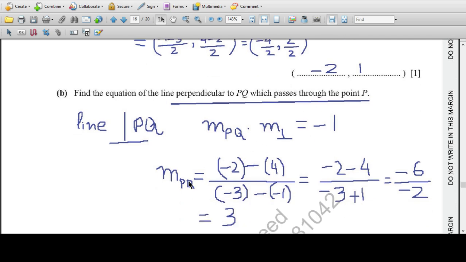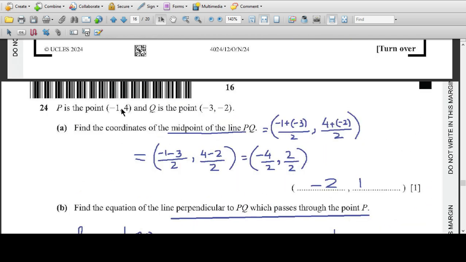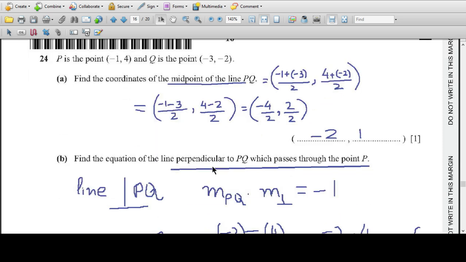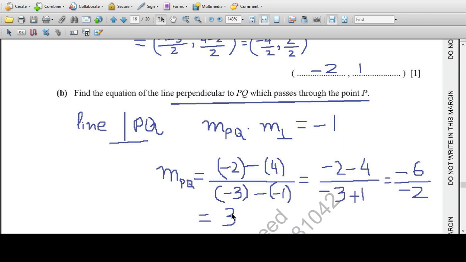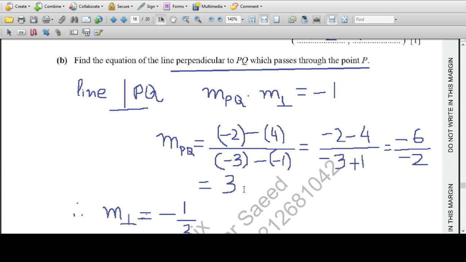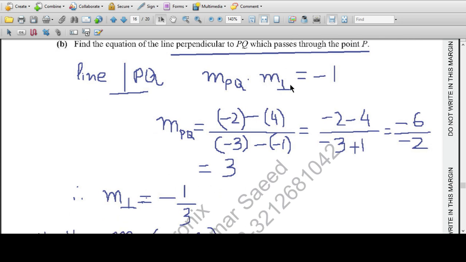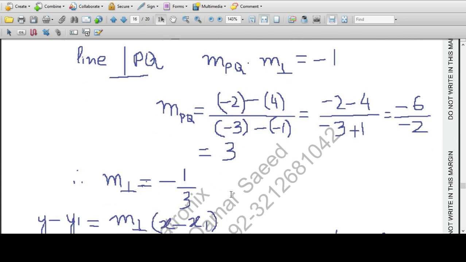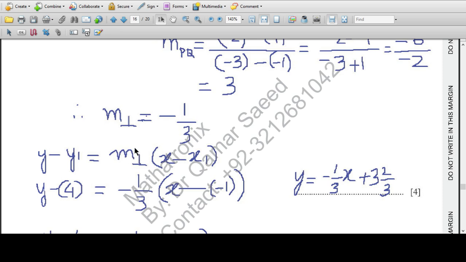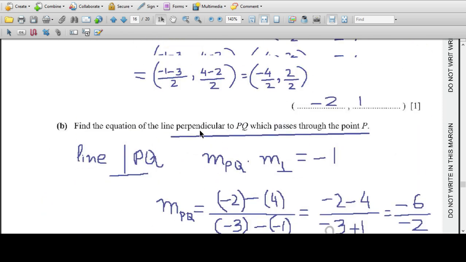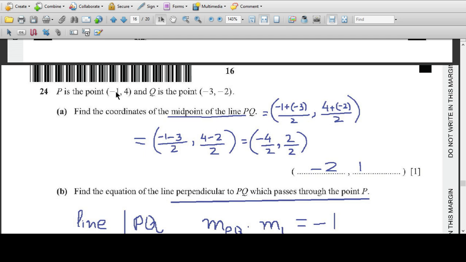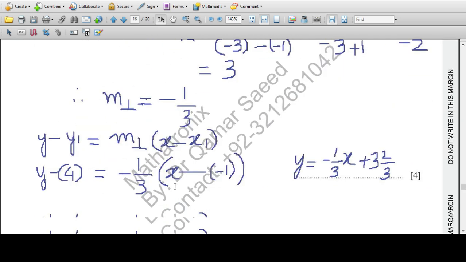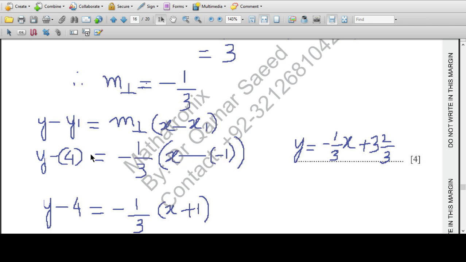So the gradient of PQ is given by (y2 - y1)/(x2 - x1). From this we have obtained the gradient, and that is 3. So this gradient is placed here, and the perpendicular line will have gradient minus 1 upon 3. So minus 1 upon 3 will be placed as the gradient here, and x1 and y1 are the coordinates of point P. So for y1 and x1 we will place these values.